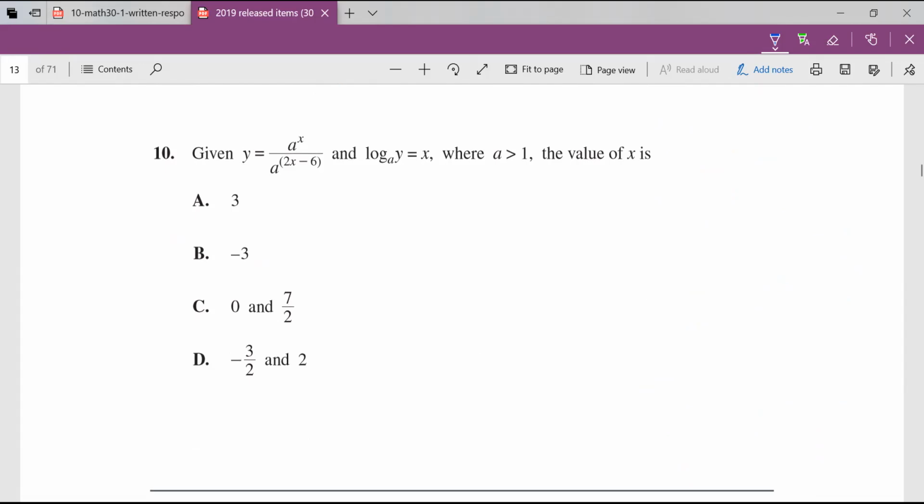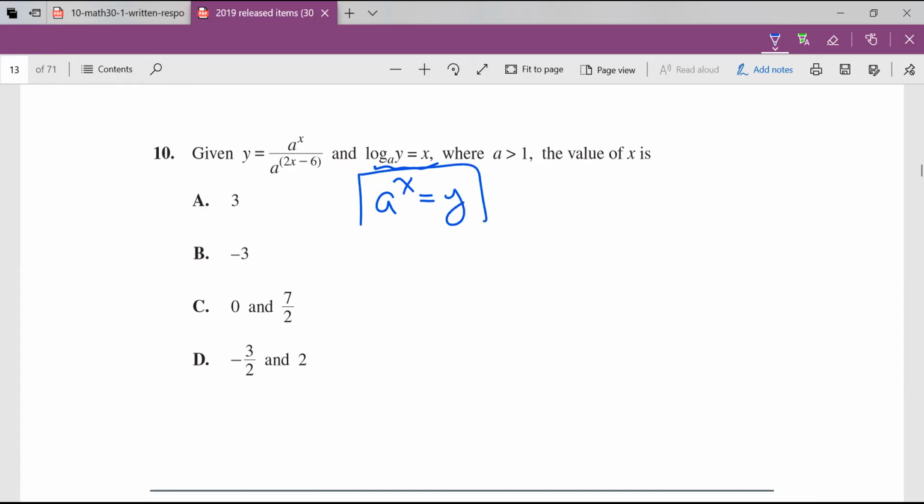Ooh, look at this nasty guy. Given y is equal to that mess, and log base a of y is equal to x, where a is bigger than 1, the value of x is. Okie dokie. Well, I don't know. I've got to solve for x. So what I'm going to say to myself is, let's rearrange this. So a to the x is equal to y.